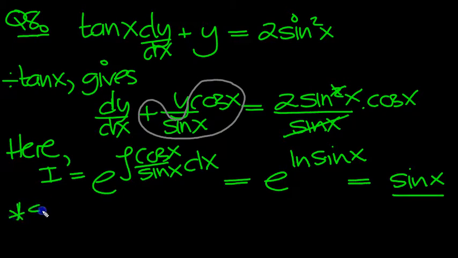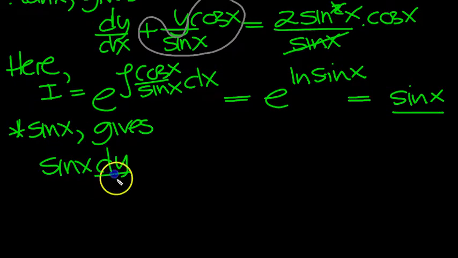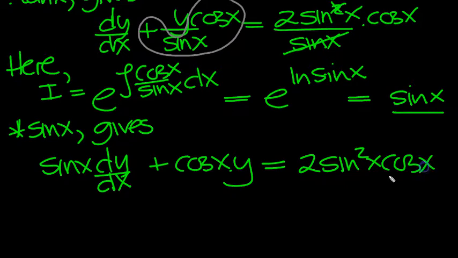Let's multiply that throughout then. Multiply by sine x, so let's do that and see what we get. So sine x times dy/dx. Sine x times this, one of the sines will cancel and you'll just get cos x times y is equal to sine x times this, 2 sine x cos x. So we'll get 2 sine squared x times cos x here.